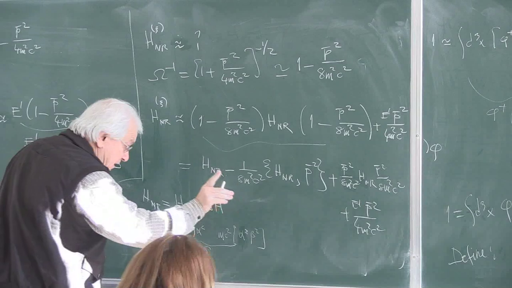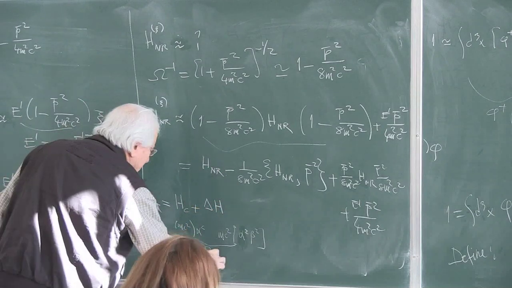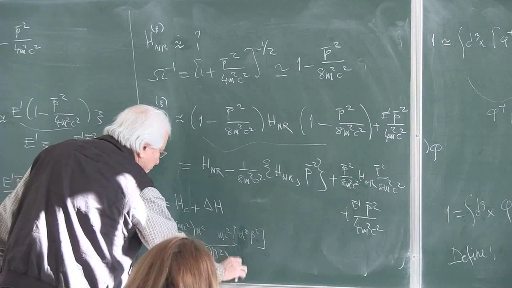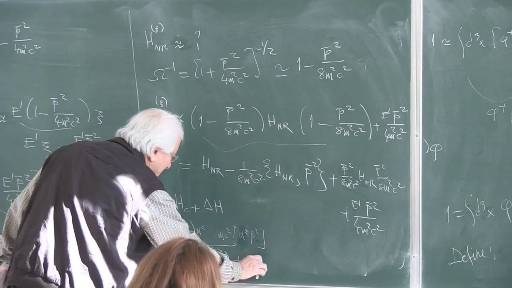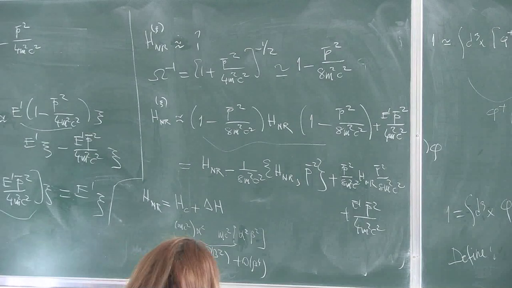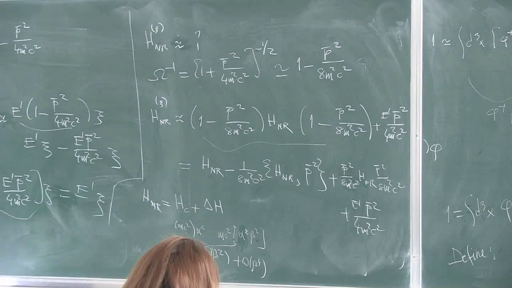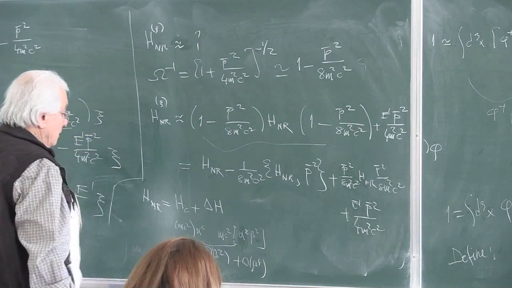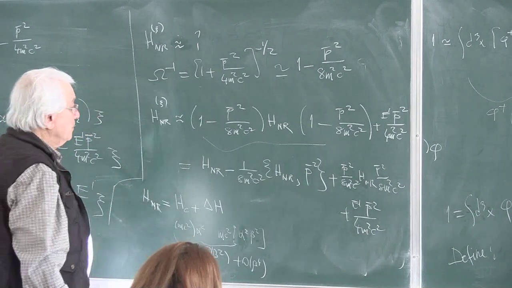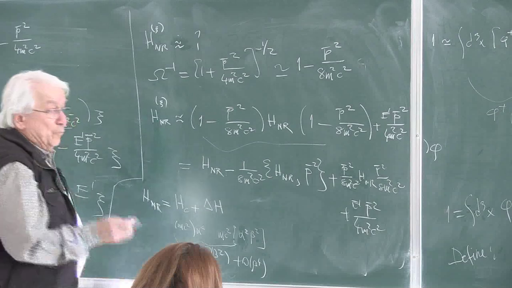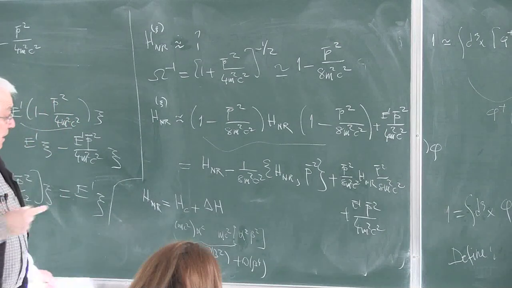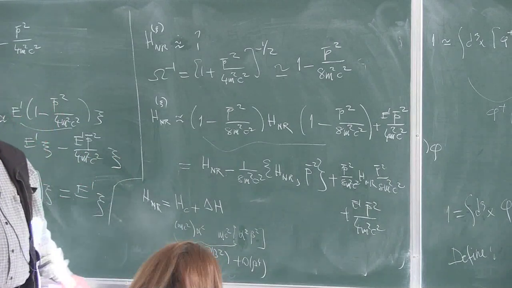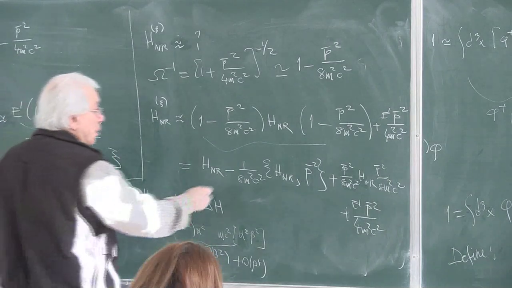Let's keep track of the betas only. So the first term is beta squared, then the second term is beta to the 4. So, obviously, we are going to retain in this new H the terms up to beta to the 4. How about this one now?